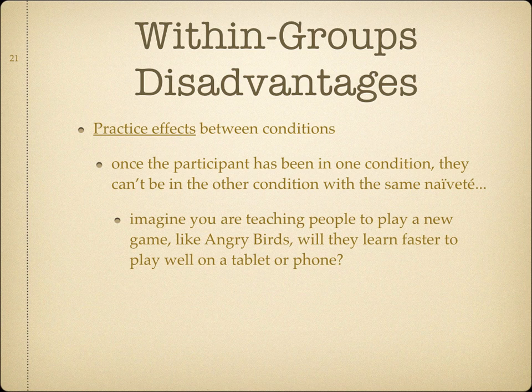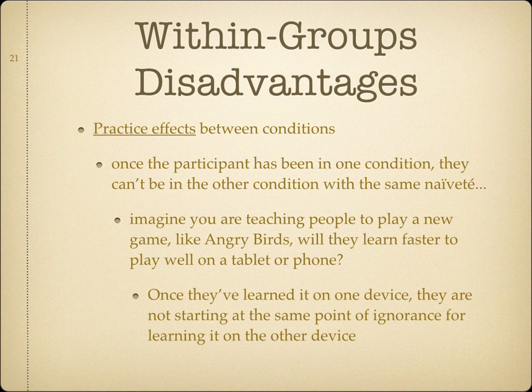For instance, imagine that you're teaching people to play a new game, something like Angry Birds, and you want to know, will they learn to play well faster on a tablet or on a phone? Now, once they've learned it on one device, they're not starting from the same point of ignorance for learning it on the other device. This is kind of an obvious case of practice effects. More subtle versions of these are all over the place in your studies if you start to look at them carefully with a critical eye.